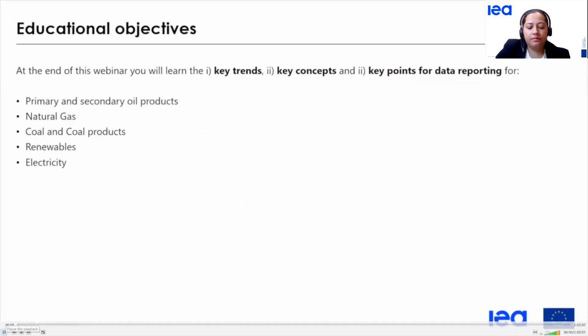This presentation will be in 5 parts, for each of the main classifications of our energy commodities. And for each of those parts, we will see first the key trends, then the key concepts, and finally some key points for data reporting. And this will be done for primary and secondary oil products, natural gas, coal and coal products. Also for this part, we will go quickly since coal is not an energy commodity used a lot on the African continent. And then we'll discuss renewables and electricity.